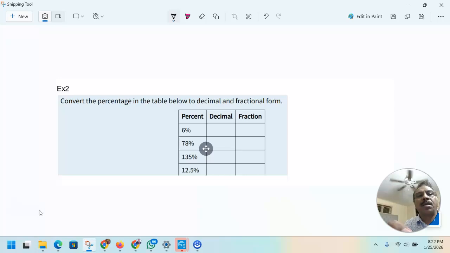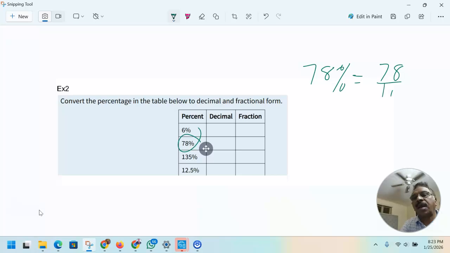78%. I like to show this so that all of you understand. So 78%. Okay, so the first step is the fraction. The fraction will be 78 over 100. As I said, you can always reduce it by dividing by two. Half of 78 will be 39 and half of 100 is 50. So both are correct. I'll use this one to change it to decimal.